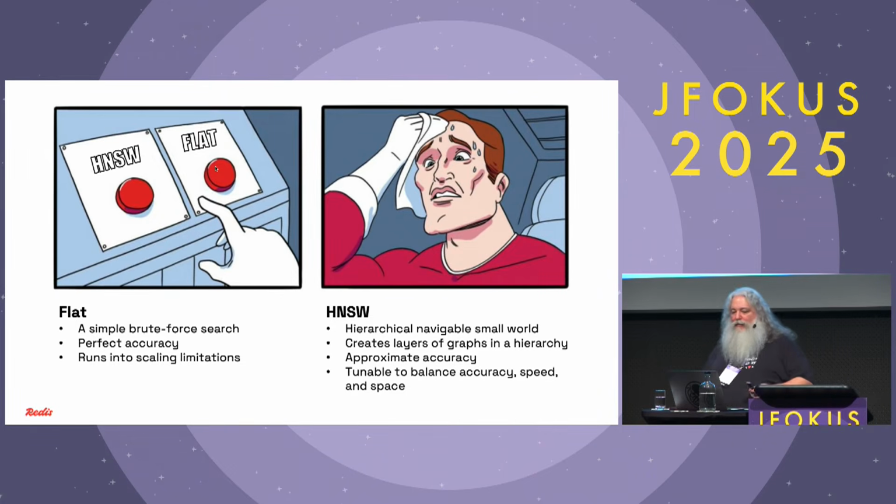And this gives you better performance, but does create some accuracy issues. So you're trading off accuracy, speed, and space. And these are your choices. The simple metric is when you're doing small, easy things, use flat. When it gets bigger, use HNSW.